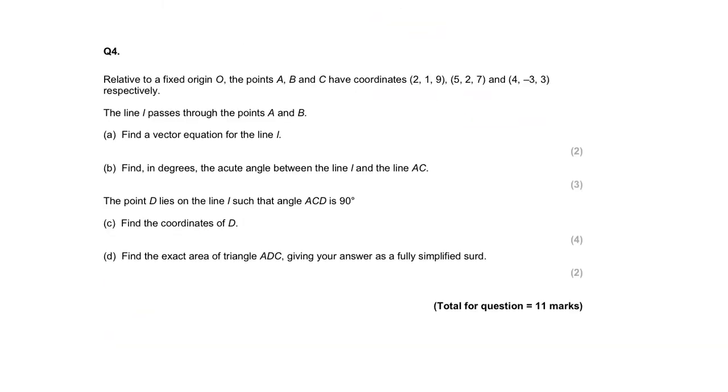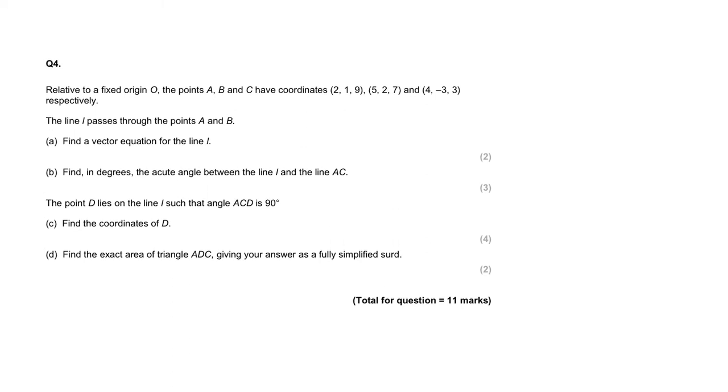Okay, question 4. Relative to a fixed origin O, the points A, B, and C have coordinates respectively. The line L passes through the points A and B. Find a vector equation for the line L. Okay, so nice and simple. For the equation of the line L, we can use A or B. I'm going to use A. 2, 1, 9 plus lambda, lots of, the direction vector A to B. So how do I get from A to B? How do I get from 2 to 5? 3. 1 to 2, 1. 9 to 7, minus 2.